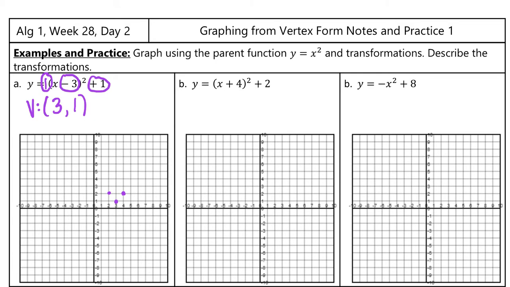Then, again from the vertex, I want to go out 2 and up 4, because 2 squared is 4. But because we're doing it from where the vertex is, that's taking into account the -3 and the +1 without us having to actually do all that math ourselves. Not that it's hard to do, it's just time consuming. And then I can draw my parabola. So what were our transformations? We can get them from the vertex: we shifted right 3 and up 1.